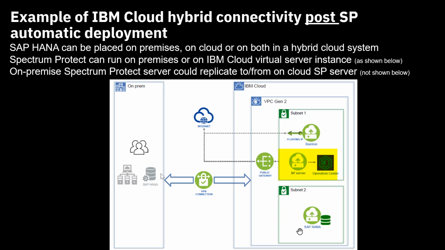So after the Spectrum Protect server has been deployed into the IBM Cloud, you can see how it can protect either the on-premise or the in-cloud SAP HANA instance. Now, not shown on this diagram, but the same idea also applies if you had a Spectrum Protect server on-premise. You could then replicate to or from the Spectrum Protect server that was deployed inside of the IBM Cloud and give yourself a disaster recovery server that has all the most recent backup data on it.